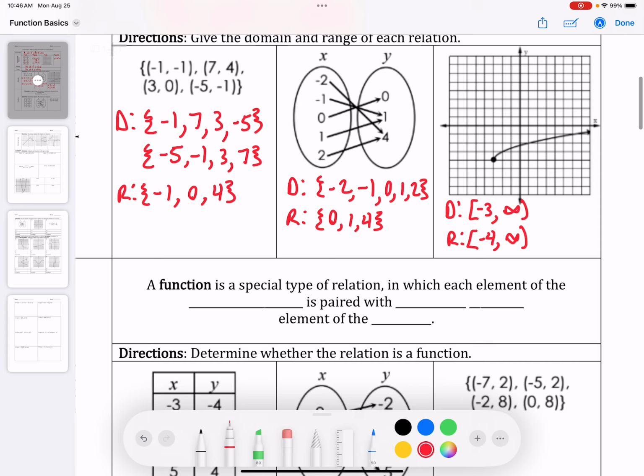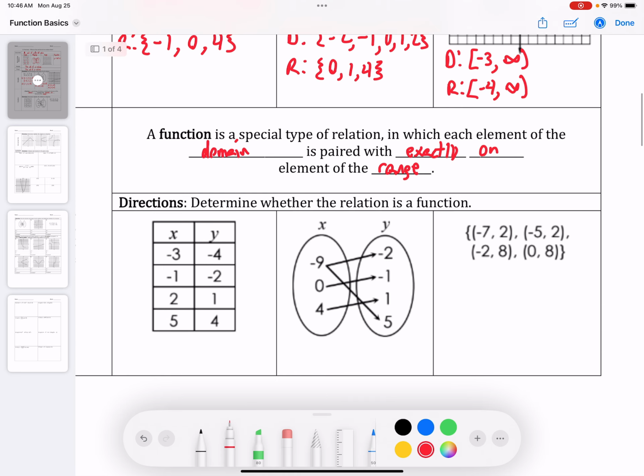So a function is a special type of relation in which each element of the domain is paired with exactly one element of the range. So we're going to determine if each of these is a function or not. So what we are looking for is that our x values go to only one y value. It can be all the same y value, but only one x goes to one y.